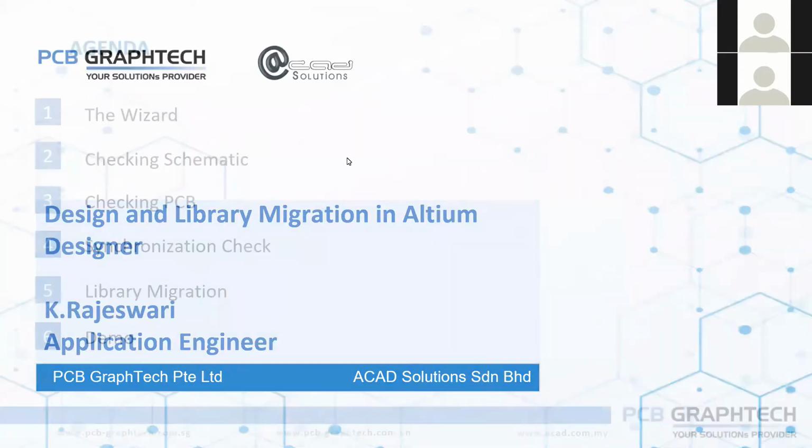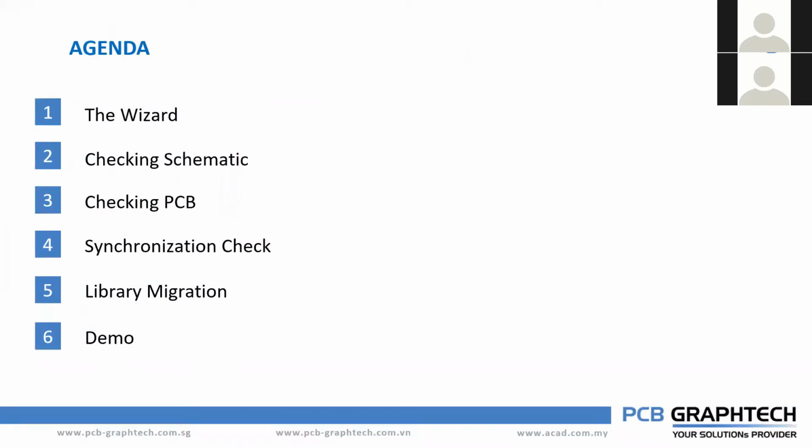Okay, let us go to the agenda. Today we are going to see the import wizard, and what files can be imported inside Altium Designer. Then we are going to check the schematic by doing the ERC check inside Altium, and also the DRC check in the PCB. Later we will do the synchronization, because they are all imported files from other software, so we need to do the synchronization between the schematic and the PCB.